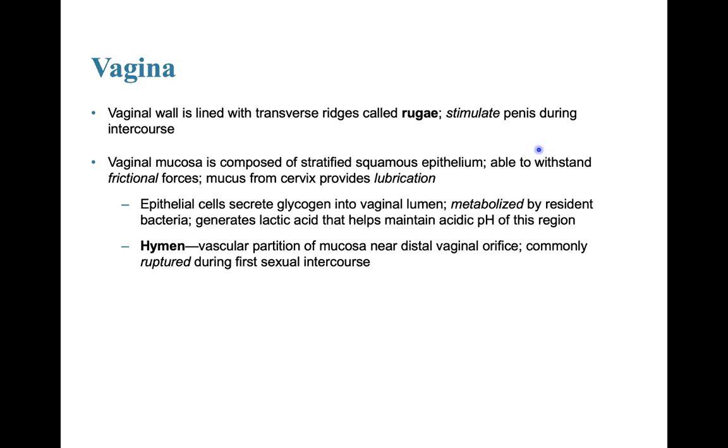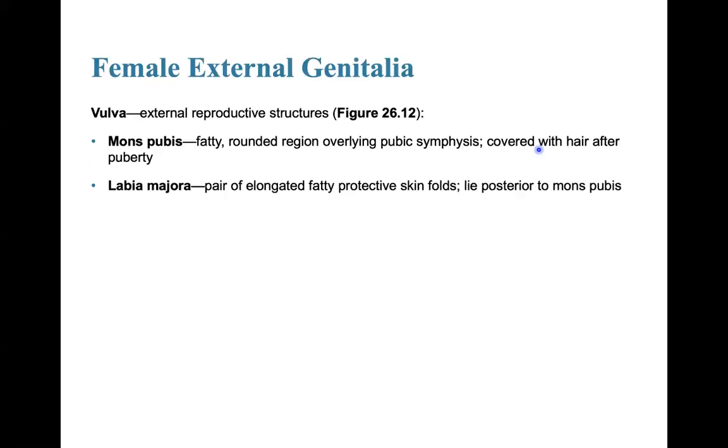Epithelial cells will secrete glycogen into the vaginal lumen. This is metabolized by resident bacteria and generates lactic acid, which helps to maintain the acidic pH of this region. A hymen is a vascular partition of mucosa near the distal vaginal orifice, or opening. It's commonly ruptured during the first sexual intercourse.